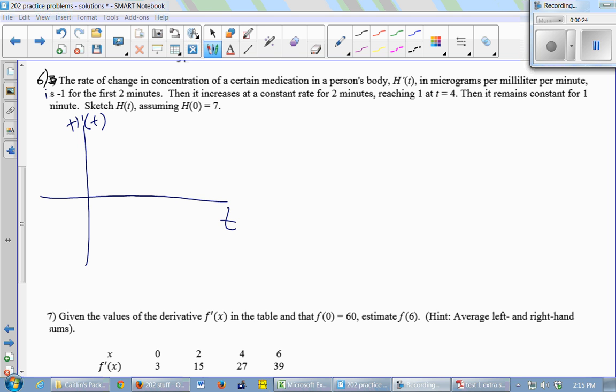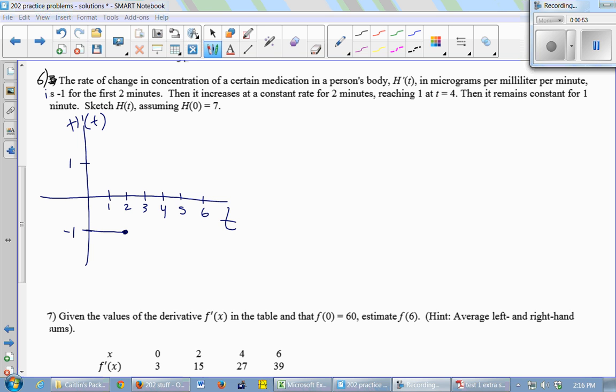Okay, so it says that h prime is -1 for the first 2 minutes. So let's label my time 1, 2, 3, 4, 5, 6. Okay, so the first 2 minutes, h prime is at -1. So we're just like this. Okay. And then it increases at a constant rate for 2 minutes, reaching 1 at time t equals 4.